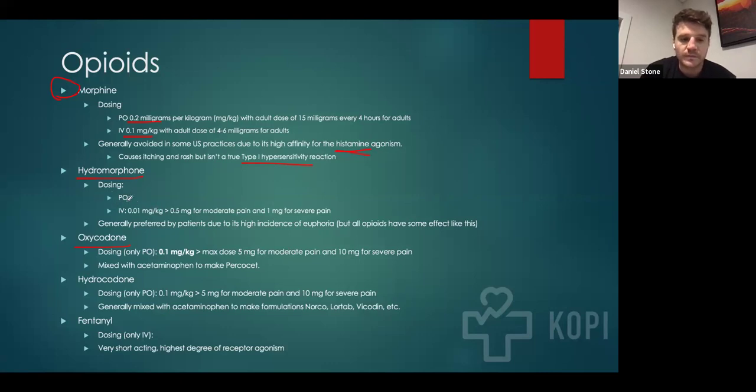I left this blank, I'm sorry. Hydromorphone is usually reserved for IV cases. It's considered a very potent medication, and it's used for breakthrough pain in inpatients. The other option for that is also fentanyl. Oxycodone and hydrocodone are probably the most common oral formulations, and these are both generally PO.